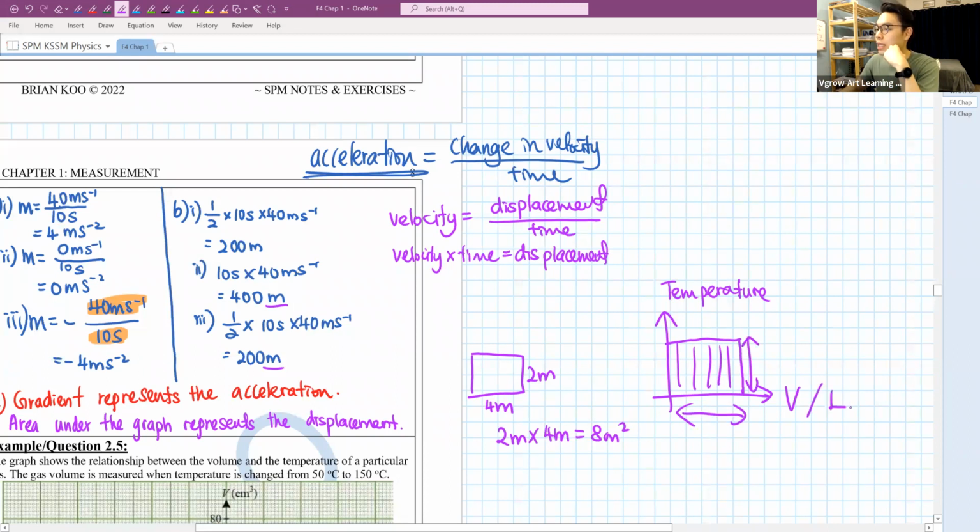Volume, maybe we use liter. Temperature, maybe we use degrees Celsius. Then the answer will be different already. Maybe you have 10 liter here, maybe you have 20 degrees Celsius here. Okay, the area under the graph for this straight line is just 10 times 20. The unit again is going to be a different thing.